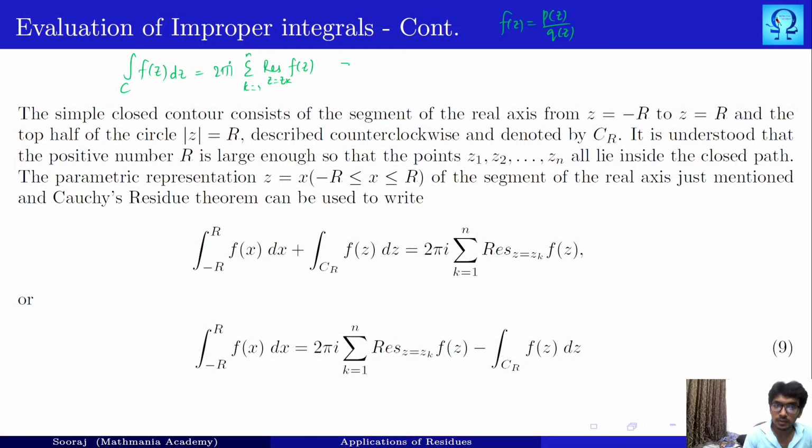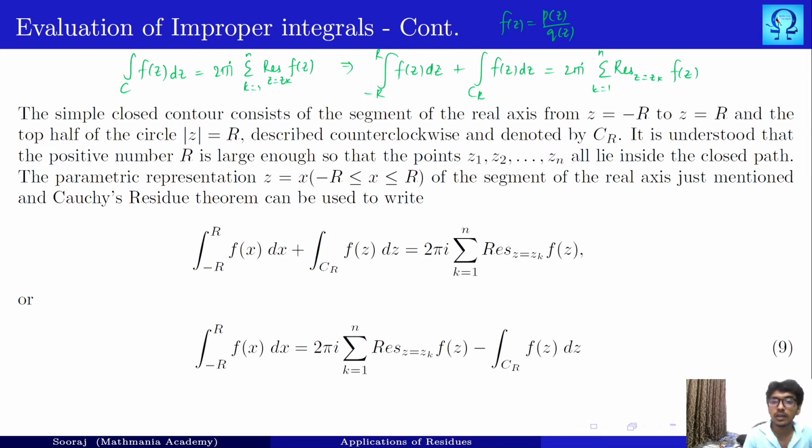Hence, this may be split into the integral from minus r to r of f of z dz, plus the integral over C_r of f of z dz, equals 2 pi i times the summation, k runs from 1 to n, of the residue at z equals z_k of the function f of z. So we just got this by the Cauchy residue theorem.